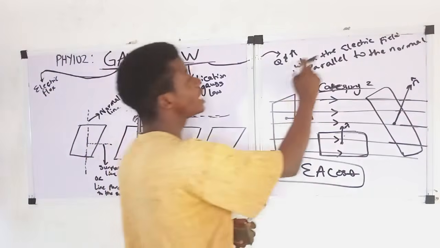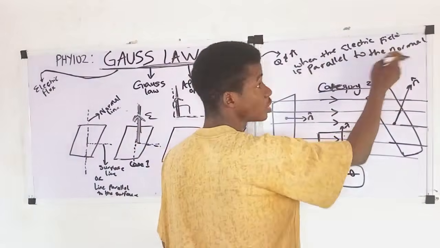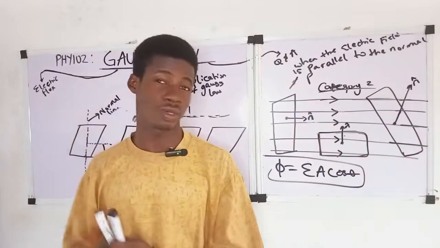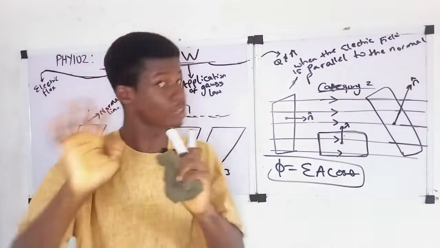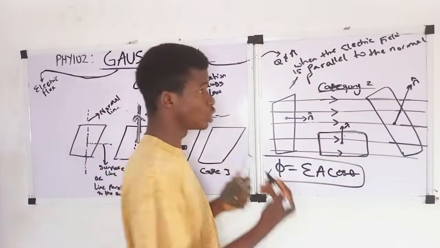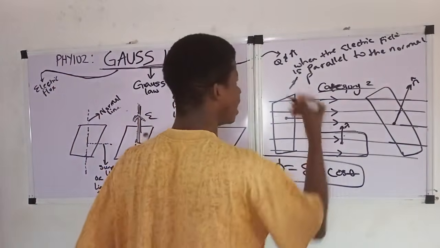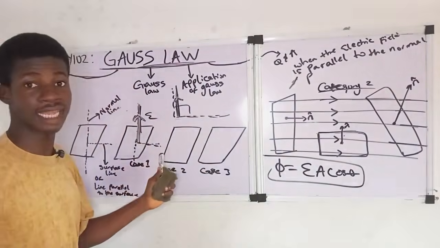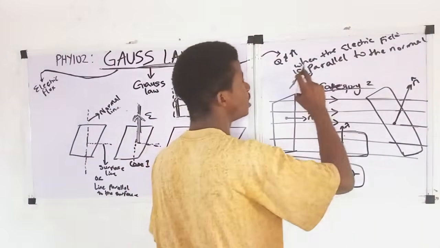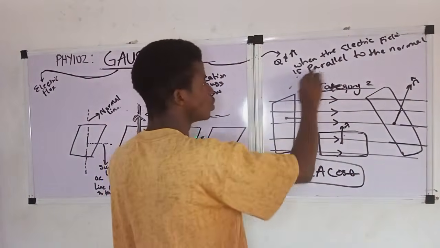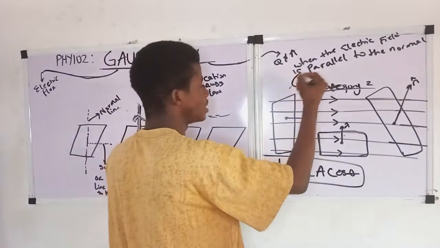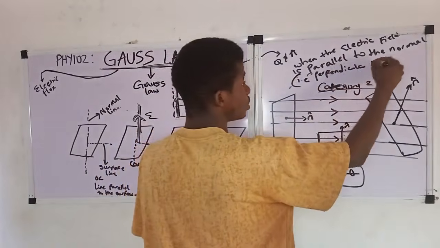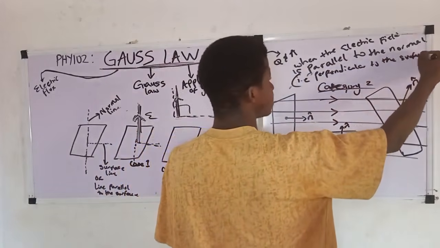So under case one, when the electric field is parallel to the normal and perpendicular, at times they will not tell you it's perpendicular to the surface. Just follow me. When the electric field is parallel to the normal, since it's parallel to the normal, therefore it is perpendicular to the surface line, right? Yes. So when the electric field is parallel to the normal, I can put in brackets that it is perpendicular to the surface line.